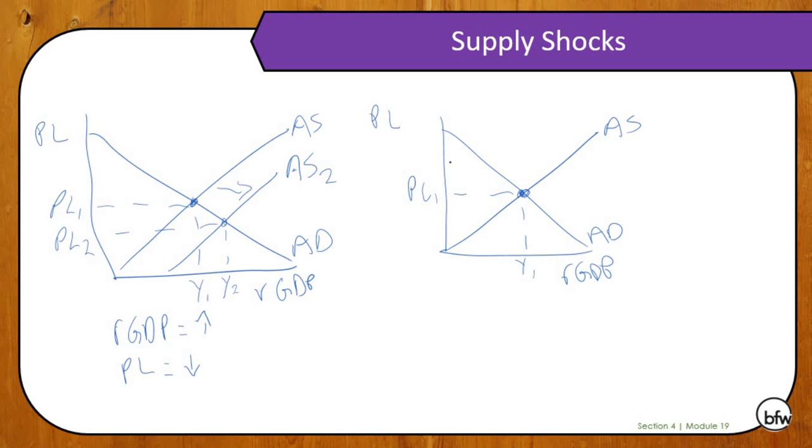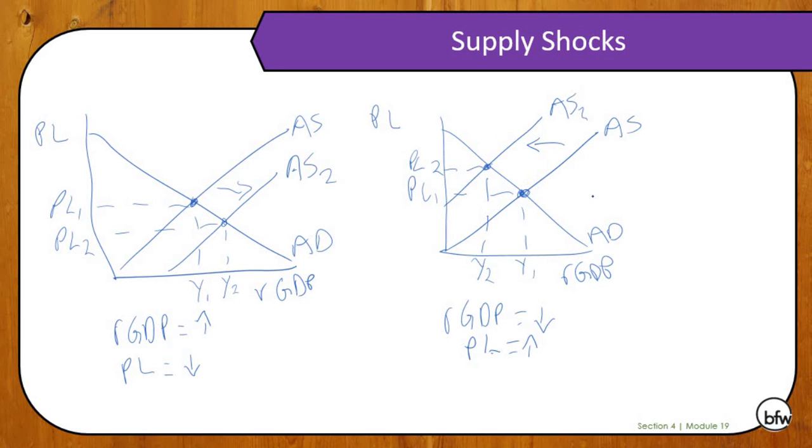Alright, when aggregate supply decreases, there's a leftward shift here. And real GDP is going to go down, and price level is going to go up. This, graphically, is stagflation. We're going to talk about that here in a second.